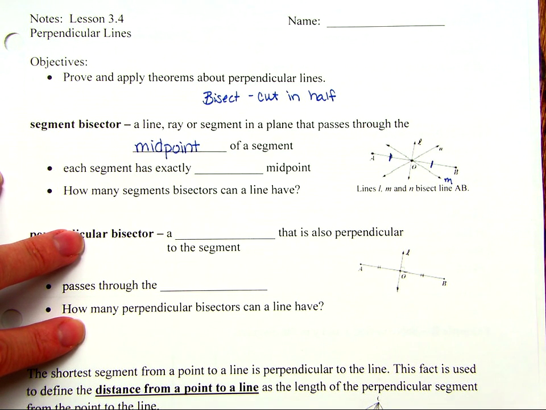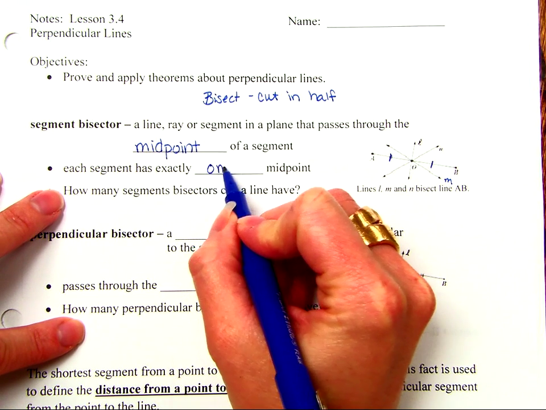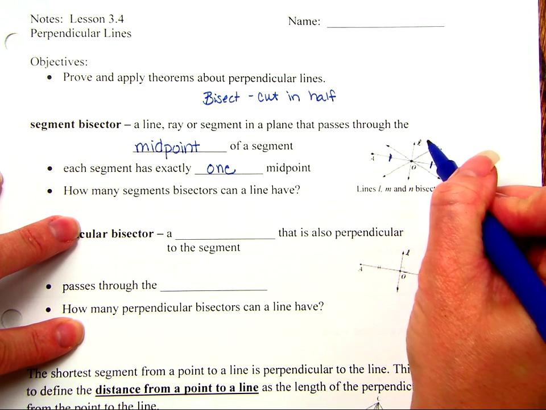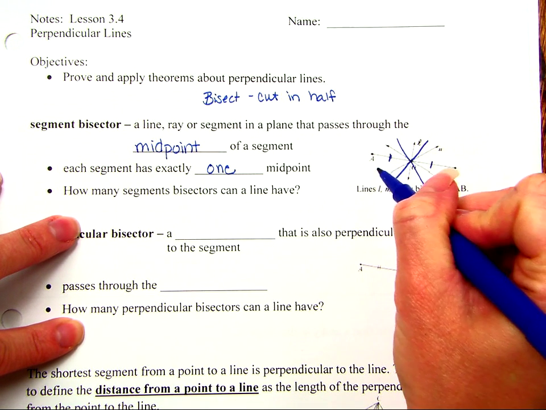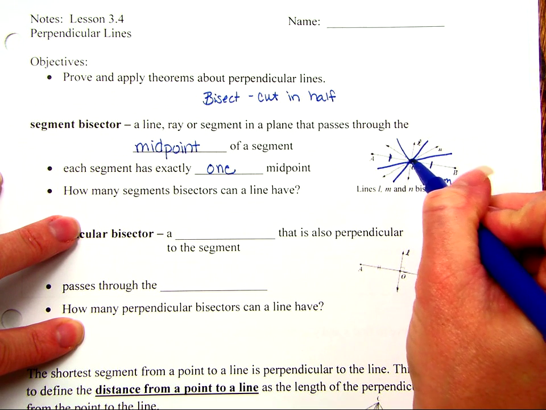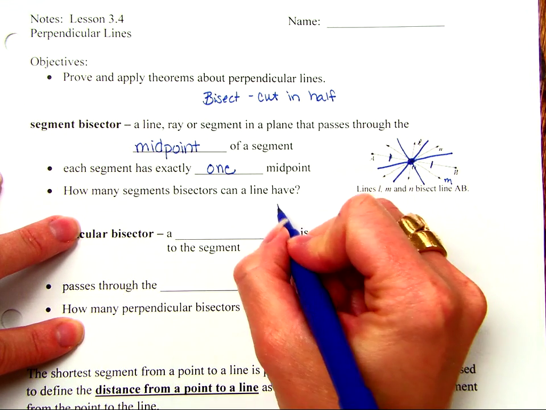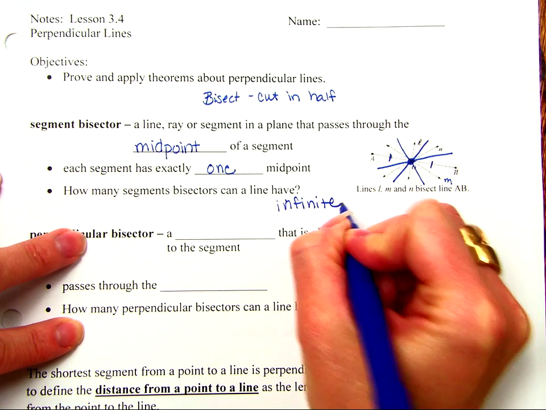We know from previous discussion that our segment really only has one midpoint. But when I talk about segment bisectors, how many can my segment have? Well, would you agree I could draw a segment bisector here, I could draw a segment bisector here, or here? As long as I'm passing through my midpoint, I'm bisecting the segment. So the answer to that, we can actually have infinite segment bisectors.